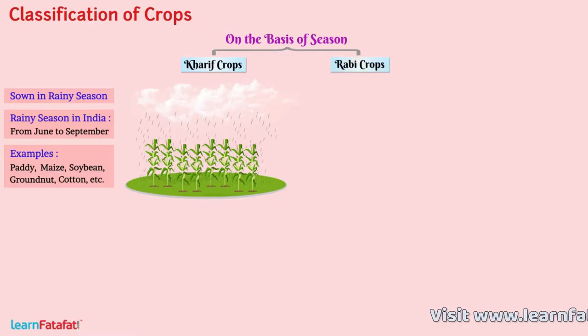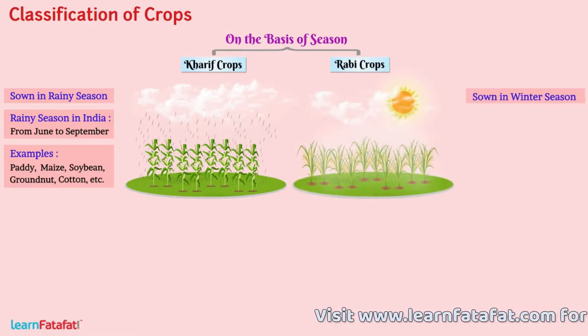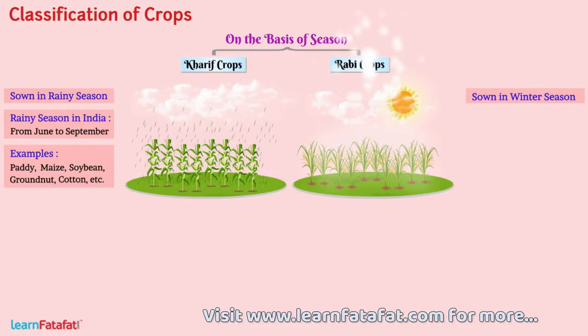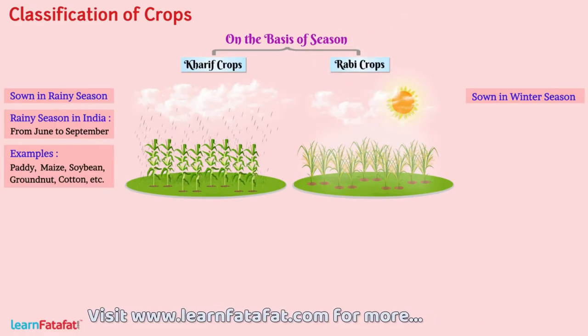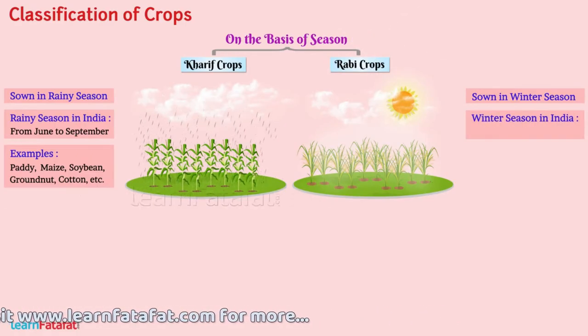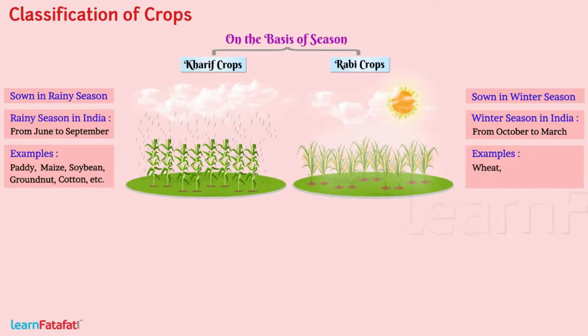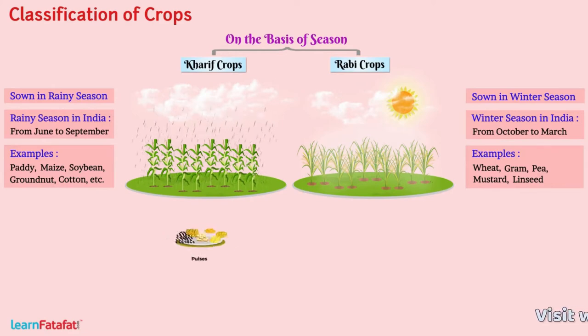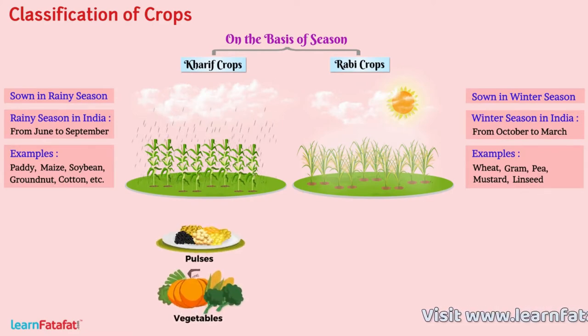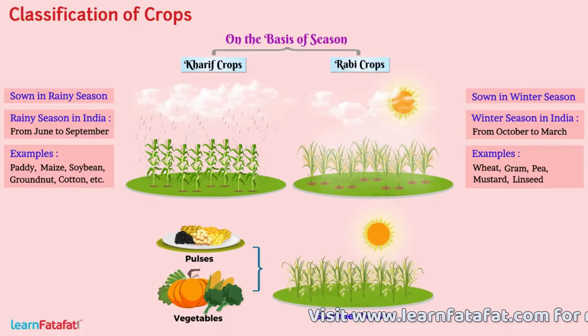Rabi crops. The crops which are sown in the winter season are called rabi crops. In India, the winter season is from October to March. Some of the rabi crops are wheat, gram, pea, mustard, and linseed. Besides these two cropping patterns, at many places, pulses and vegetables are also grown during the summer season.